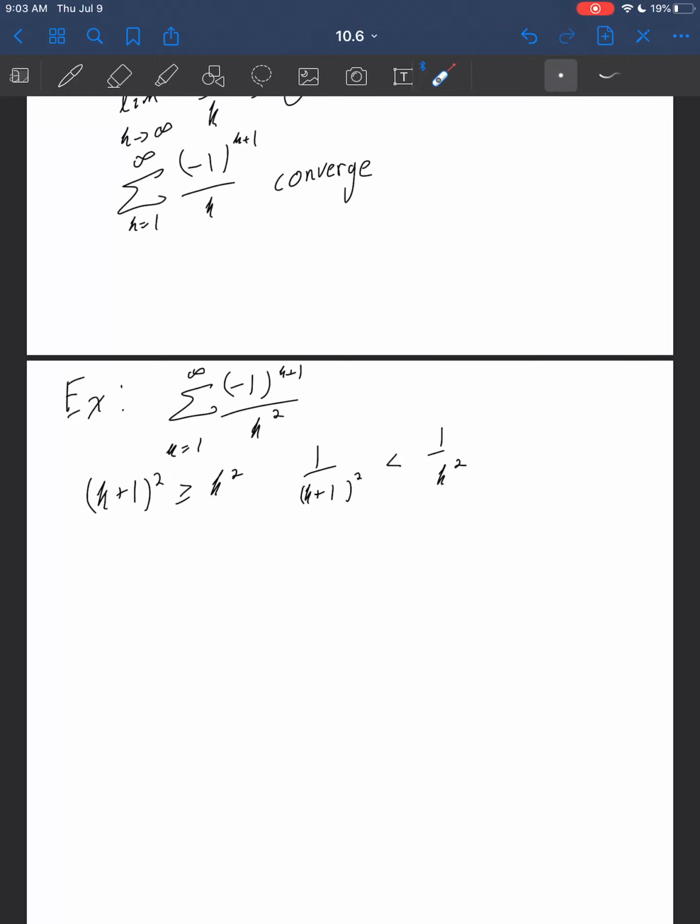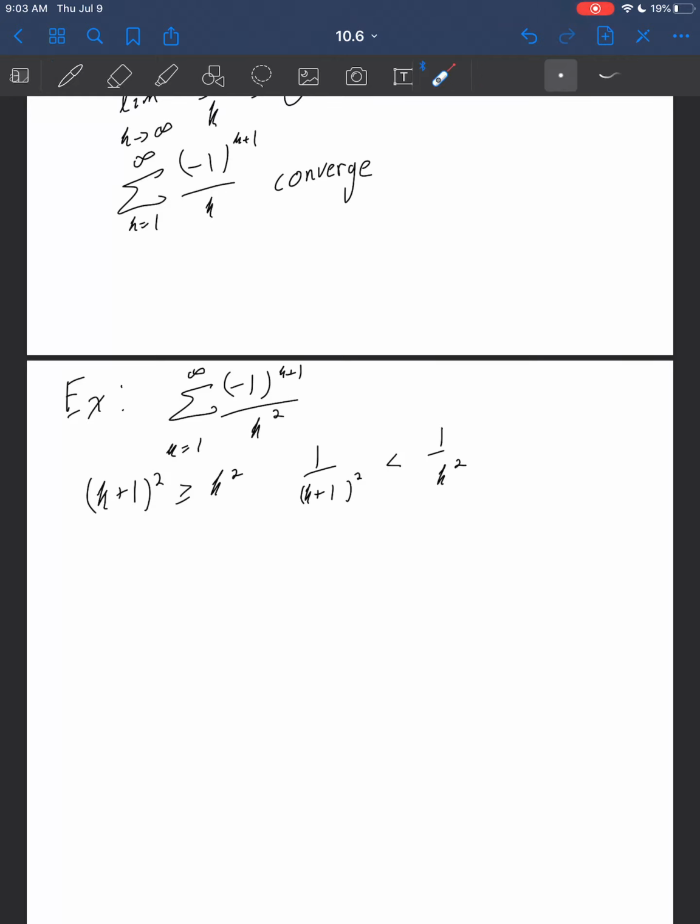non-increasing, right? And this makes sense. As I put in larger and larger k values, I'm going to get larger and larger numbers in the denominator, and this means that my entire fraction is going to get smaller and smaller and smaller. Okay, so we've satisfied the first condition with these a_k as 1 over k squared.